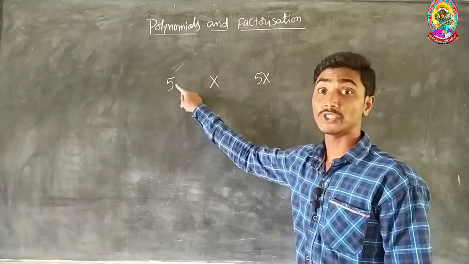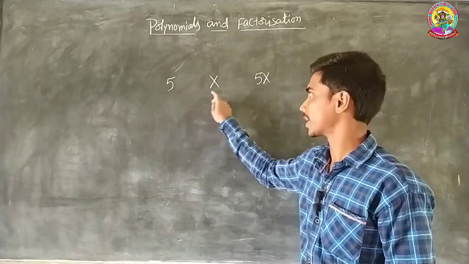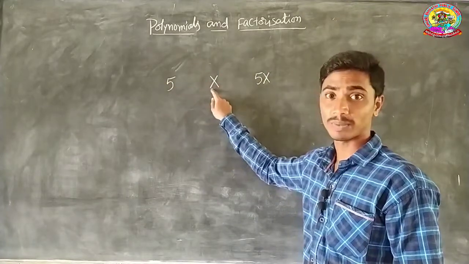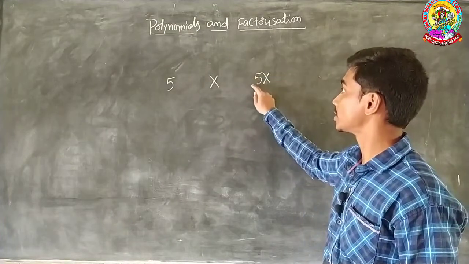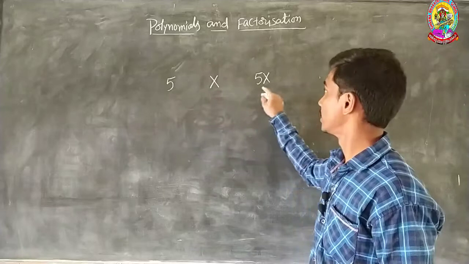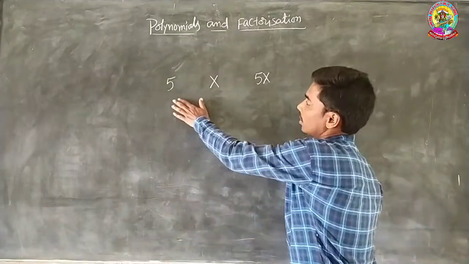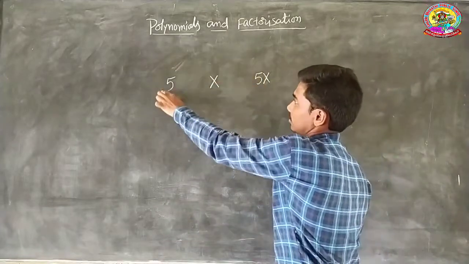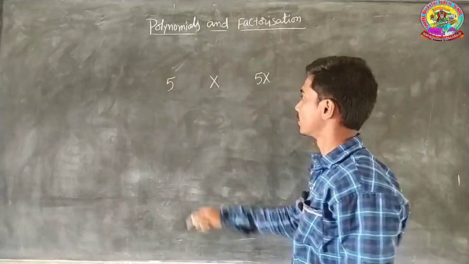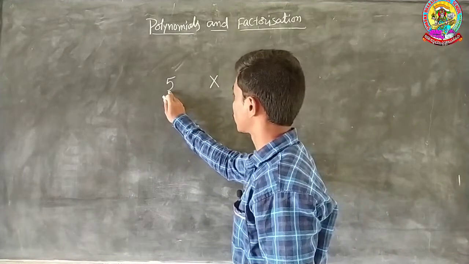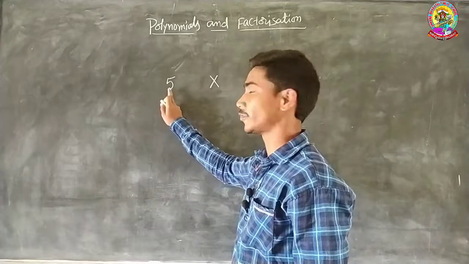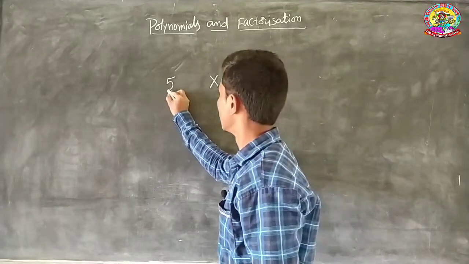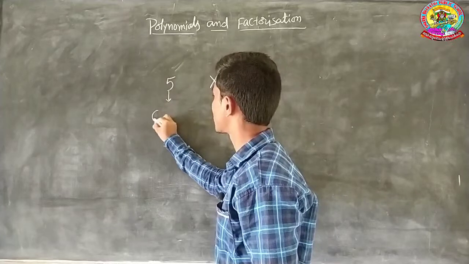5 is a numerical term because it is a number. X is an alphabet, that's why it is a literal term. 5x is a combination of numerical and literal term. All of these are terms. Here 5 is constant everywhere, which means it has a fixed value. So 5 is called a constant.